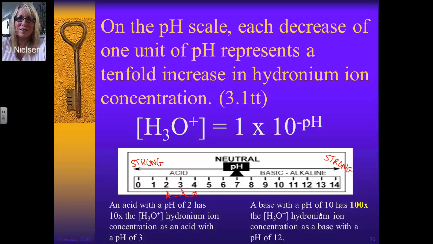A base with a pH of 10 has 100 times the hydronium concentration as a base with a pH of 12. So when I go from 12 to 10, the hydronium ion concentration increases 100 times. When I go from 12 to 14, it decreases 100 times.